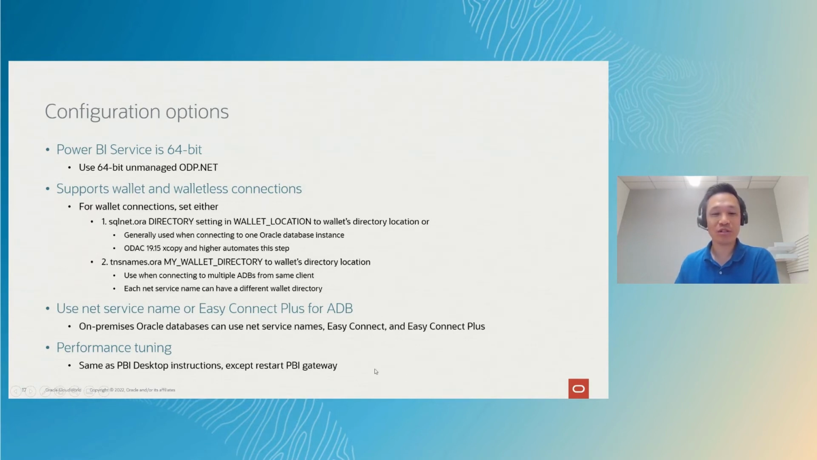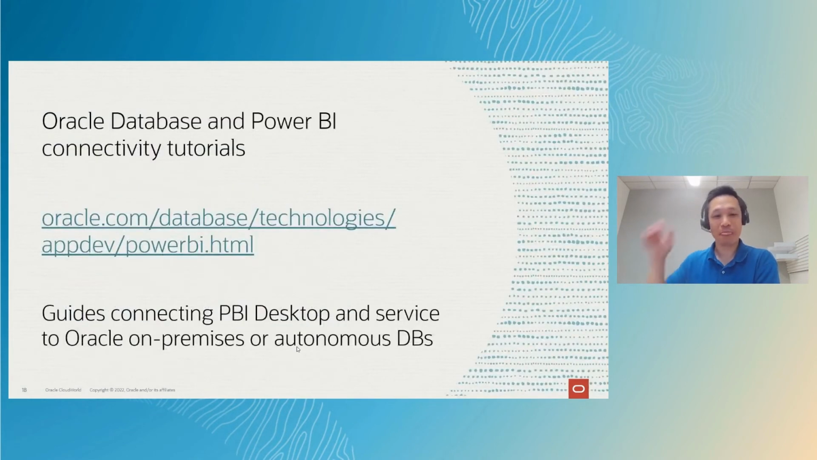And the instructions are the same, and all you need is to restart the Power BI gateway to have those performance tuning options with the registry be in effect, as opposed to restarting Power BI Desktop. And Power BI gateway is a service, so you just restart the service.